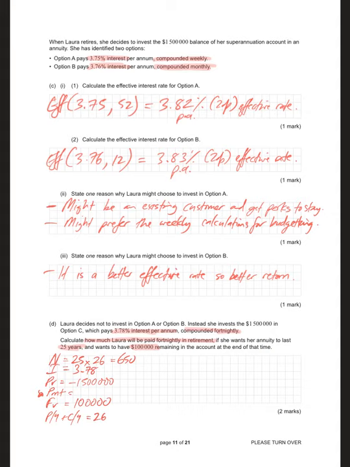So she's going to get $3,476.33 to 2 decimal points. Therefore, she is paid $3,476.33 per fortnight in retirement. And that's that page done. Moving on.